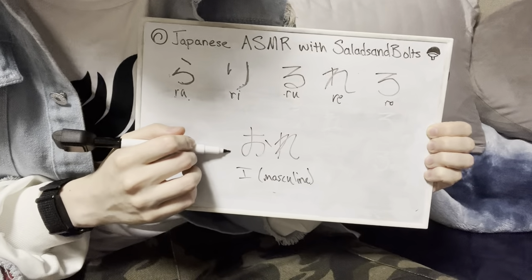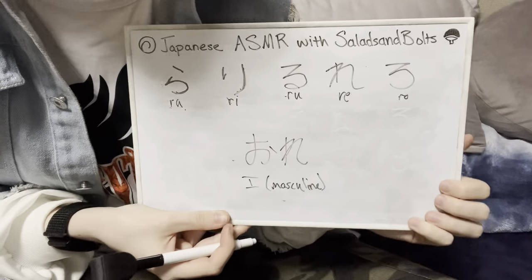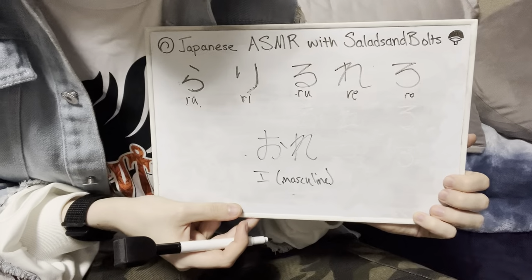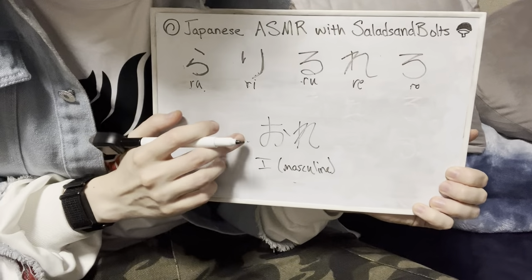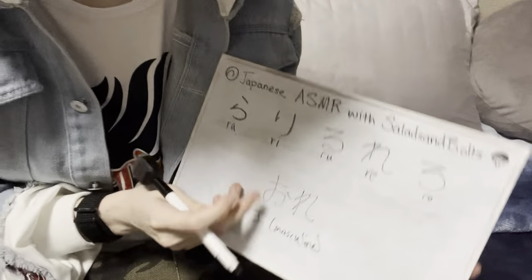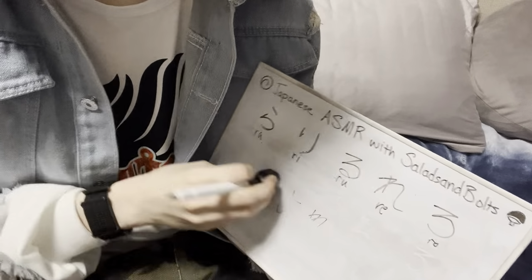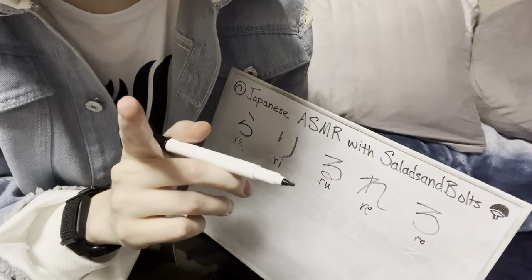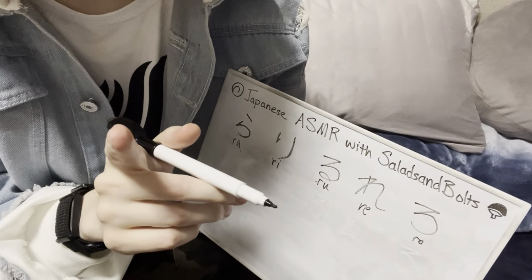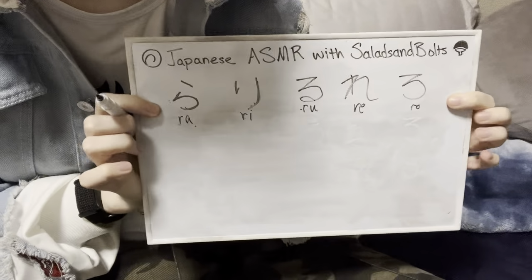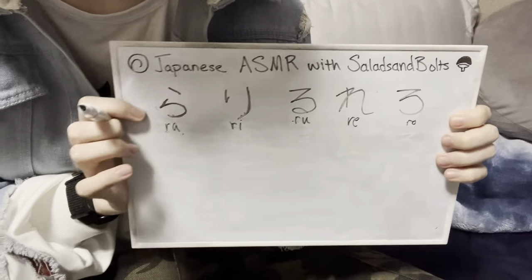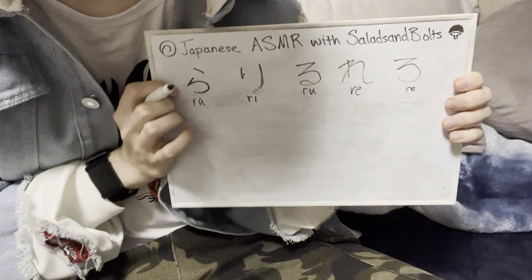But this ore, Naruto uses it, Sasuke uses it, Kakashi uses it. Most males in anime especially use ore to refer to themselves. But sometimes they use boku, so there's a difference there. But I'm not going to explain it in this video. じゃあ、これはラリルレロでした. Now, for your story.